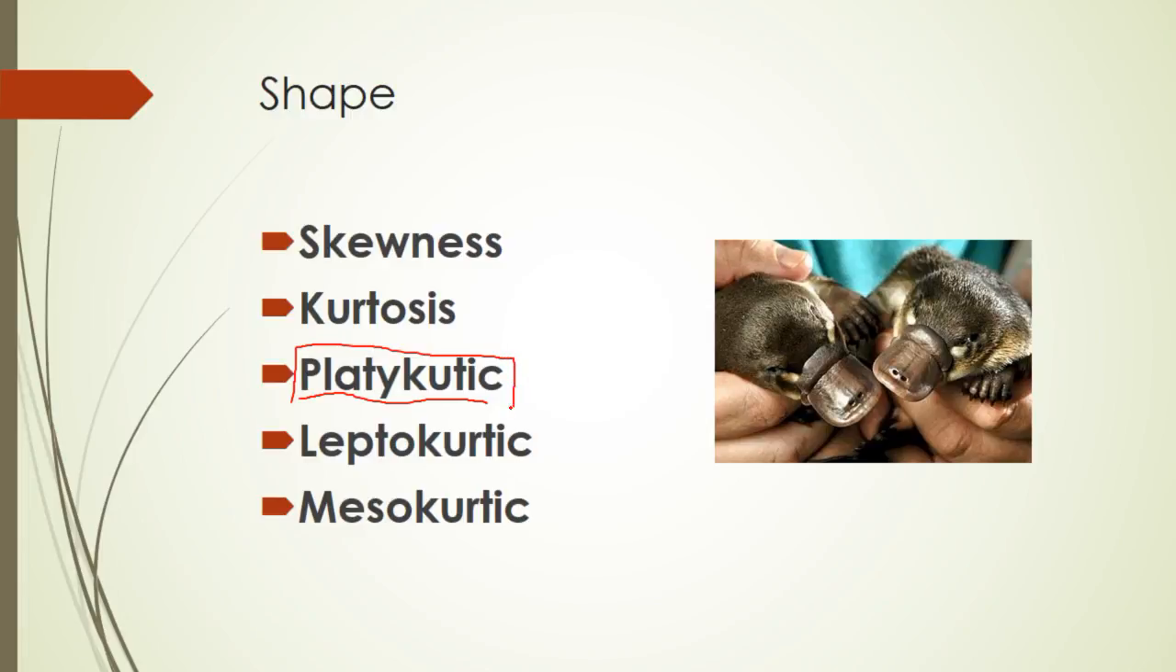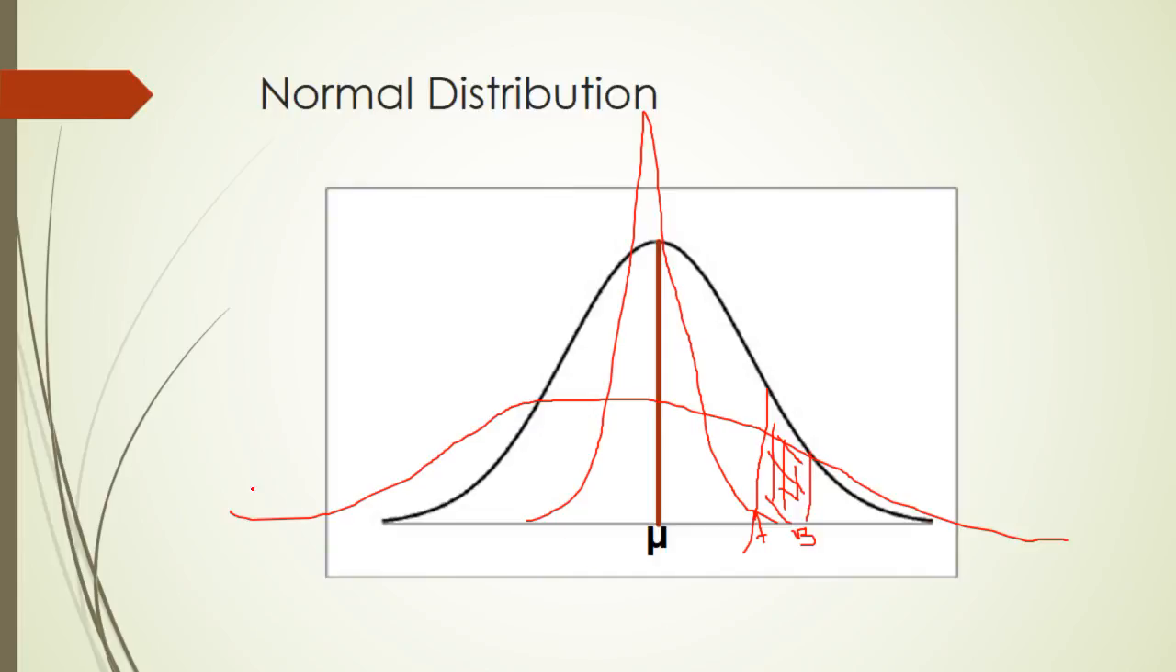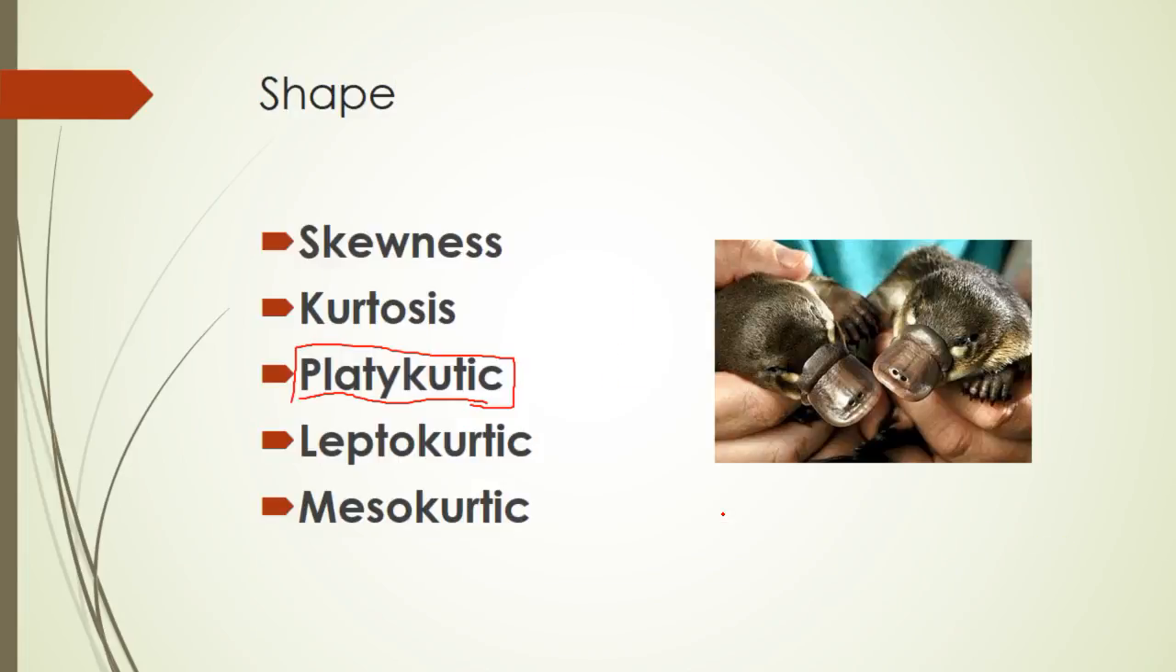Platykurtic. So the relatively flat line, this one, would be platykurtic. The pointy one, the Washington Monument-shaped one, is leptokurtic. So next time you're in Washington, D.C., if you want to impress your friends, you can say, hey, did you know the Washington Monument is leptokurtic?